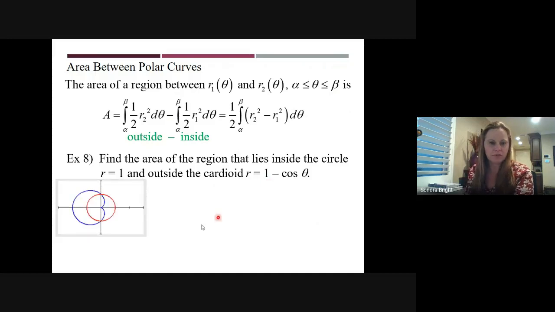So here are the two graphs. The red one is the circle of r equals 1. The blue guy is where I went out 2 units to the left, 1 unit up, 1 unit down. And we want the area of the region that lies inside this circle, but outside the cardioid, which leaves me with this little yellow shaded piece right there. That's the area we want to find.